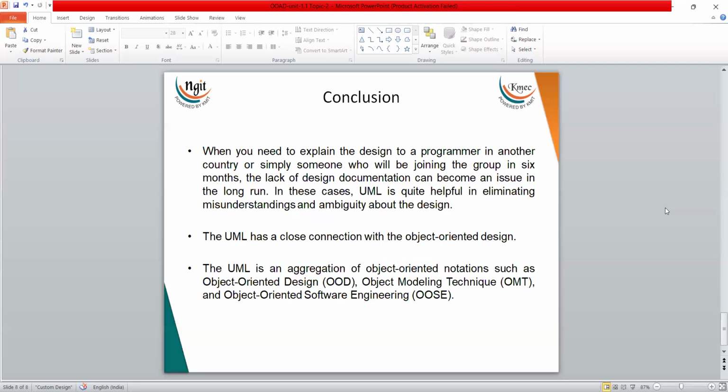Coming to the conclusion, when you need to explain the designs to a programmer in another country or simply someone who will be joining the group in 6 months, the lack of design documentation can become an issue in the long run. In these cases, UML is quite helpful in eliminating misunderstanding and ambiguity in the design. The UML has a close connection with object-oriented design. The UML is an aggregation of object-oriented notation, such as object-oriented design, object modeling techniques, and object-oriented software engineering.